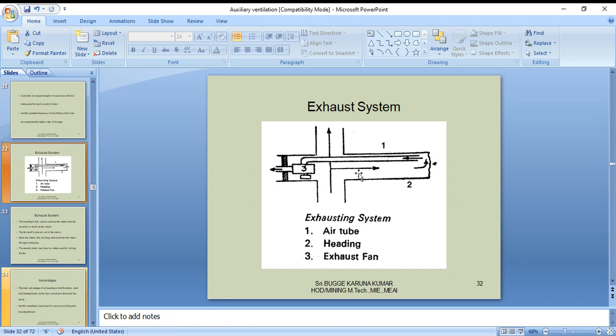So this is one model of the exhaust system. You can observe here that the intake is coming and ventilated to one air tube, the heading exhaust fan. So the intake air will not be contaminated with the return air. If we connect it here, it will automatically recirculate. So they simply put it into another gallery and throw it out into the return.